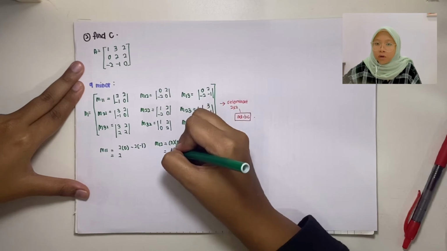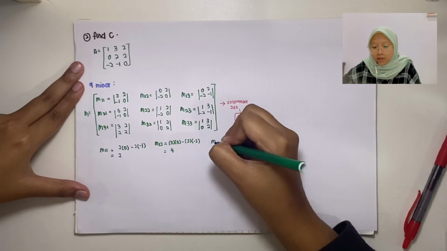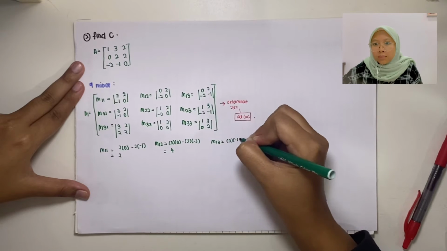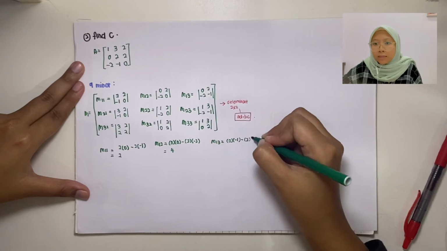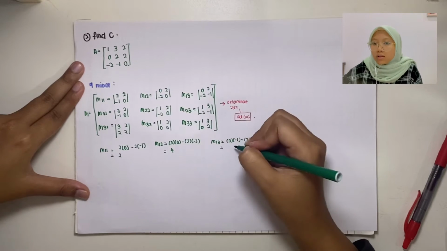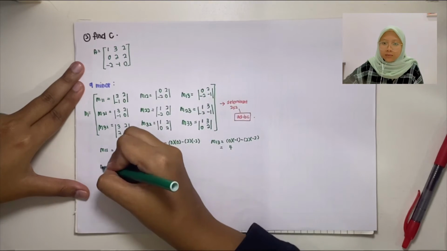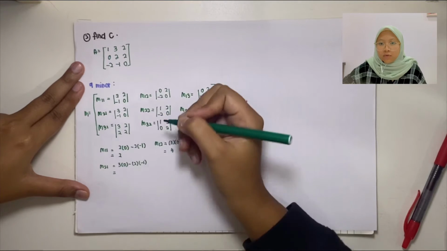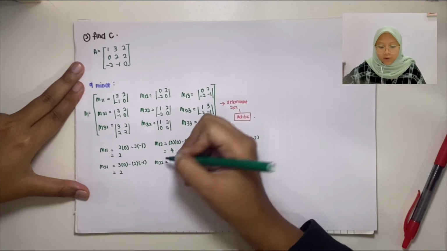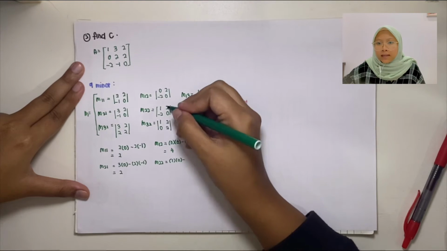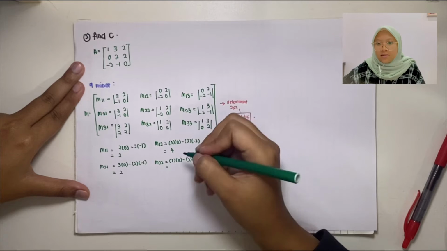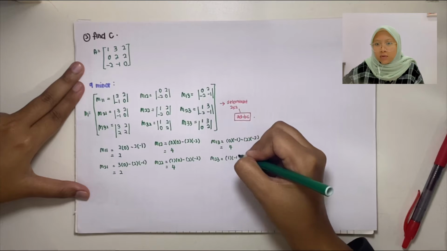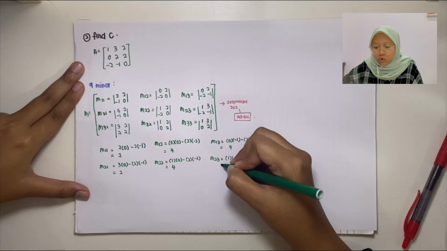Equal to 4. For M13, 0, negative 1, 0 multiply negative 1 minus 2 multiply negative 2, which is 4. Okay, for M21, 3, 0 minus 2 negative 1 equal to 2. For M22, 1, 0 minus 2 negative 2 is 4. For M23, 1 negative 1 minus 3 negative 2 equal to 5.